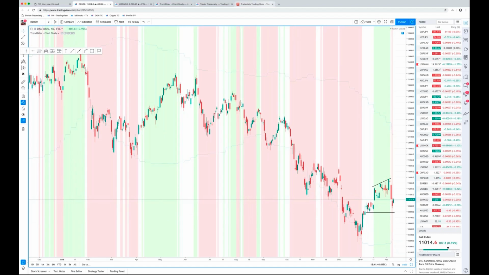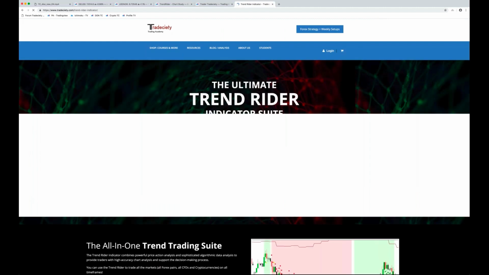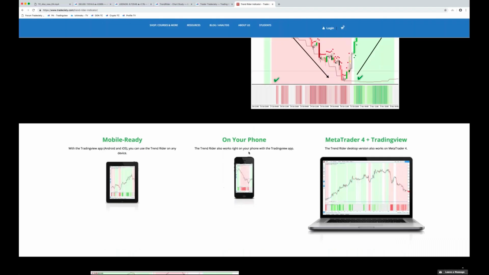And by the way, here's the Trend Rider. I just want to show you for those who haven't seen it. It also works on your phone or on your tablet if you have the TradingView app. That's one nice thing.